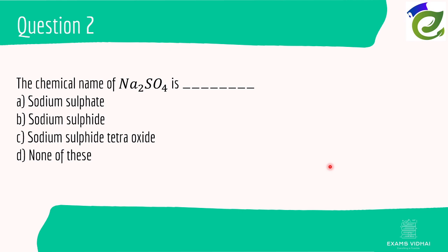The answer to this question is sodium sulfate. The reason is that it has more oxygen atoms, so you end the suffix with "ate", and you have sulfur, so sulfate. And then you have sodium here, so you always write the metal name first and then sulfate, so sodium sulfate.